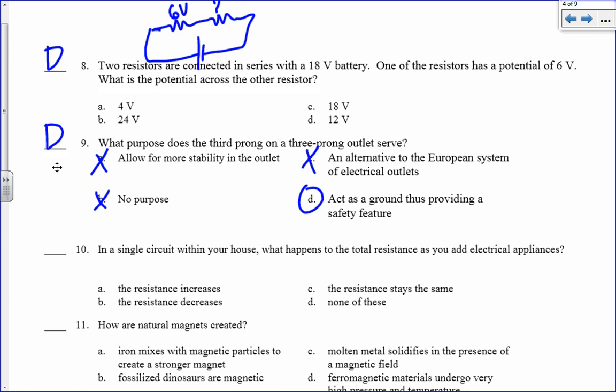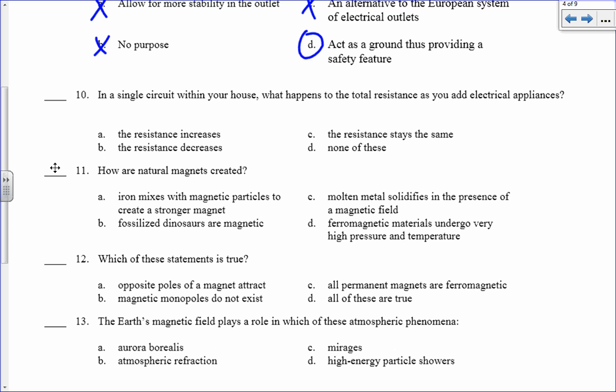In a single circuit within your house, what happens to the total resistance as you add electrical appliances? This is a parallel circuit. As you add resistors in parallel, the resistance decreases. That's B.